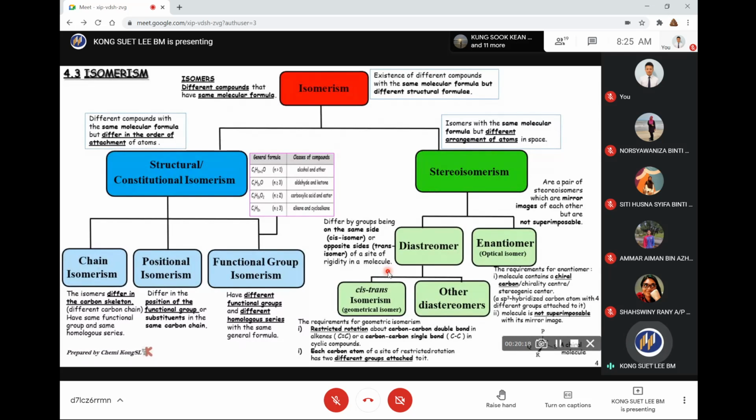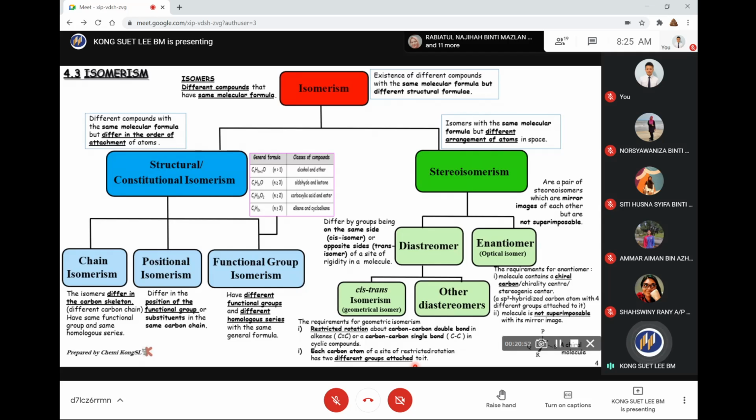Okay, when you study about stereoisomerism, right, there are some rules and regulations. So for diastereomer, right, first, restricted rotation about a carbon-carbon double bond in alkene or a carbon-carbon single bond in alkane, but must be in cyclic compound. Number two, each carbon atom of a site of restricted rotation has two different groups attached to it. So these are the two requirements for geometrical isomer.